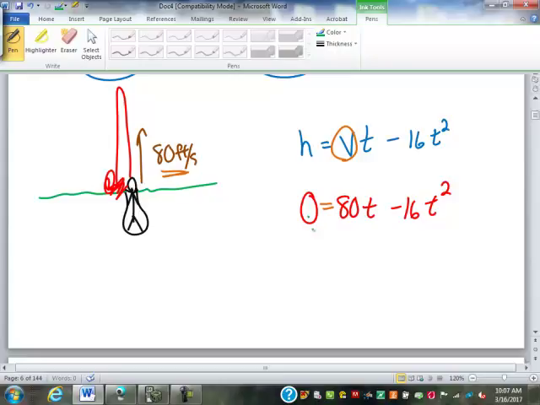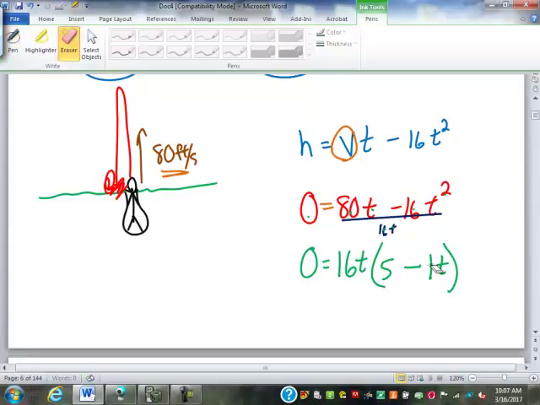So this is already equal to 0, so we can factor this other side over here. There is a greatest common factor there. It is 16t. So if I divide this whole thing by 16t, 80 divided by 16 is 5. T divided by t goes away. -16 divided by 16 is -1. T squared divided by t is t. So that's a -1t or just minus t.